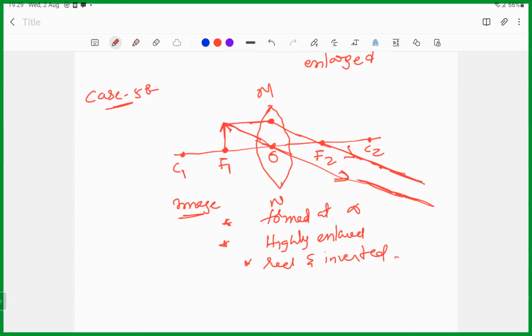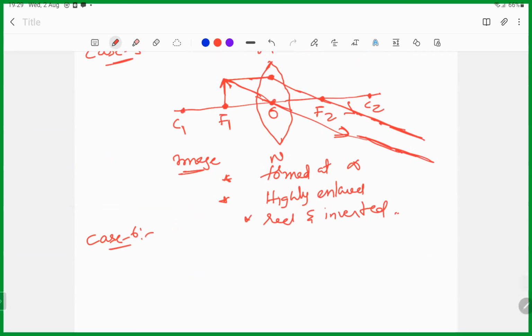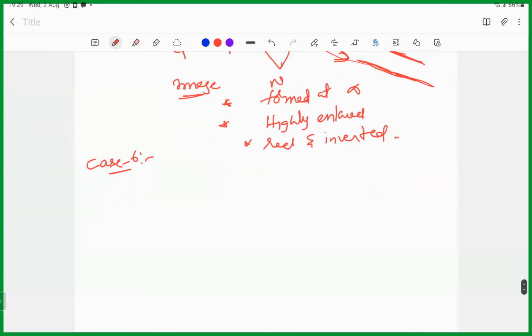Only the next case is virtual. Only case 6 is virtual. So in the mirror also only case 6 is virtual. That's the concave case, and this is the convex case. You need to correlate both of them, then try to understand. So what will happen here in case 6?